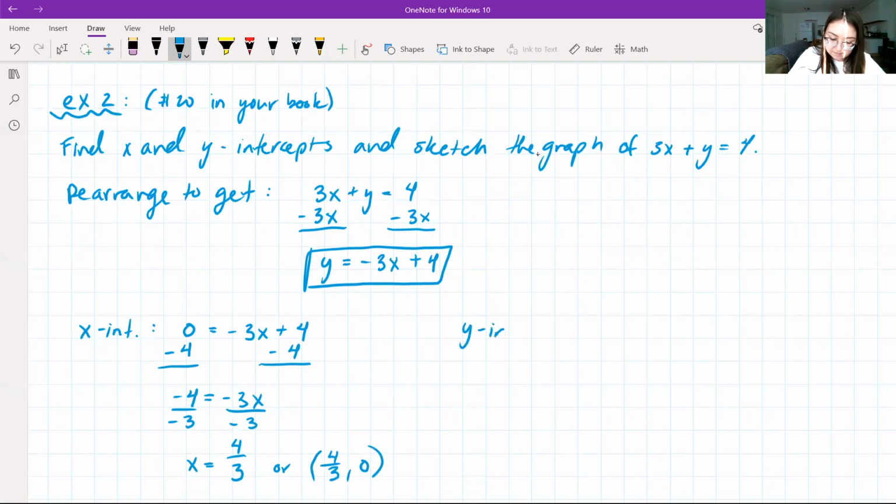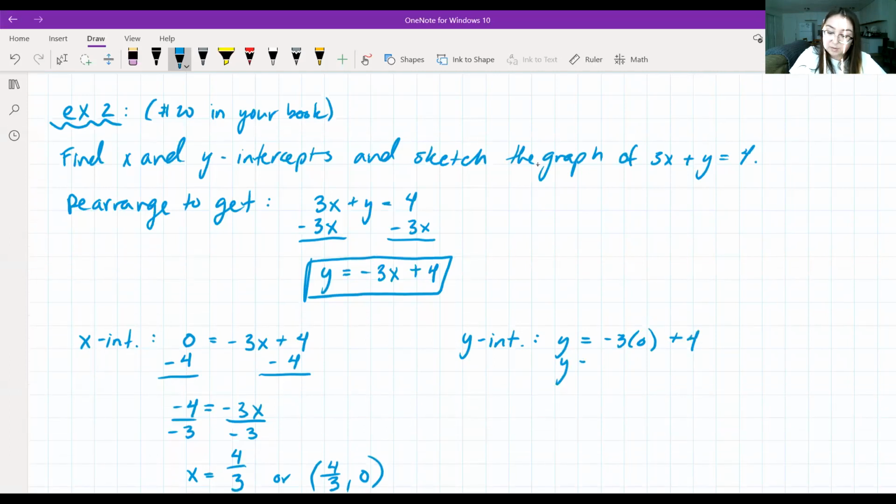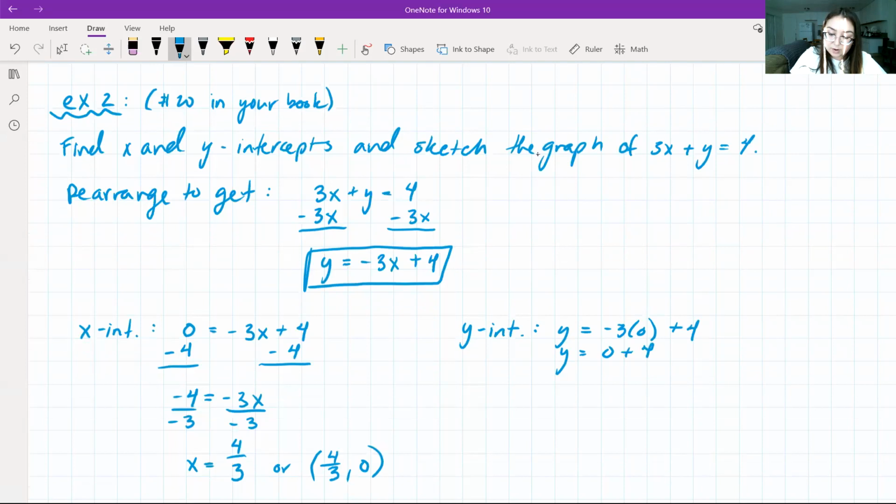Now, for our y-intercept, we're going to have our y be what we're going to solve for, and then we're going to set x equal to 0. So we're going to get y is equal to negative 3 times 0 plus 4. That just simplifies to y equals 0 plus 4. So y equals 4. That will be the y-coordinate of the y-intercept. So we would say (0, 4). So now we have our intercepts.